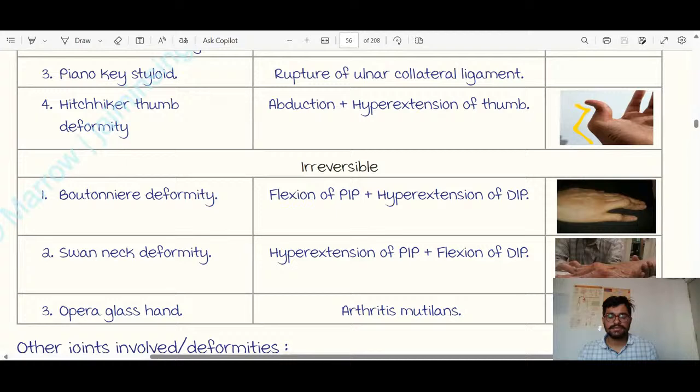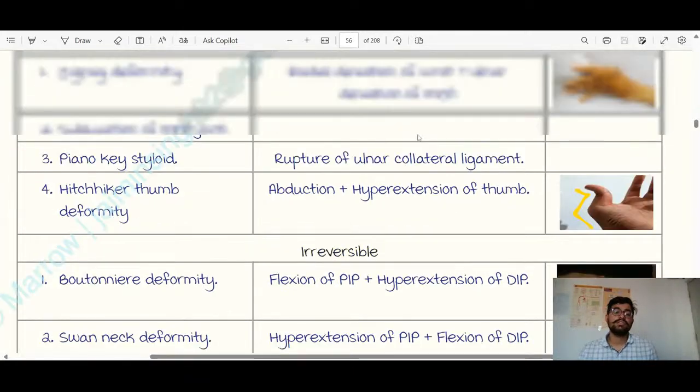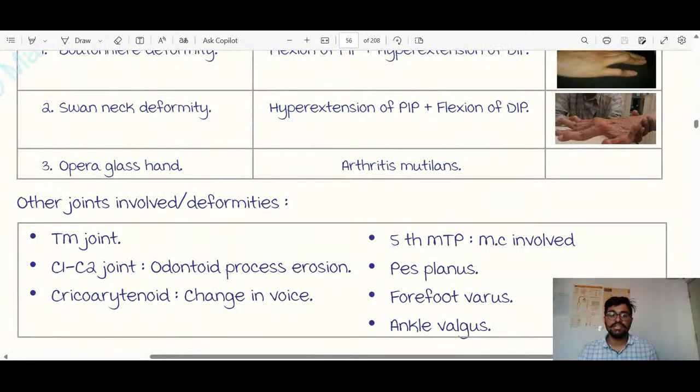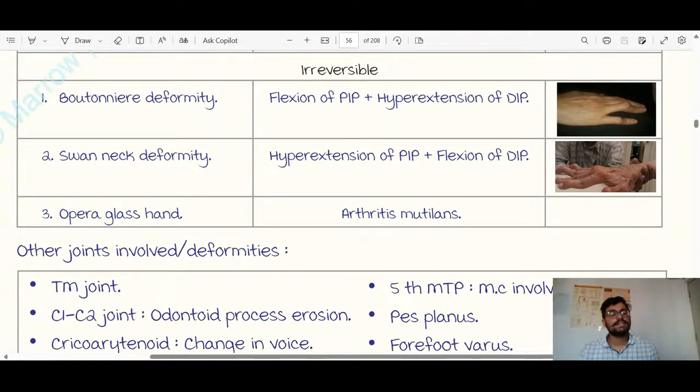So abduction, so on the opposite direction going a thumb and hyperextension of the thumb. So these all are reversible characteristics. Now I am going to discuss the irreversible. If it takes place, it cannot go back to its original position.